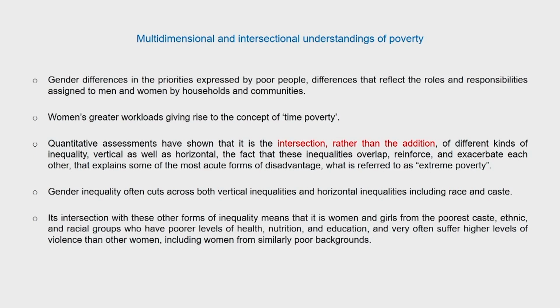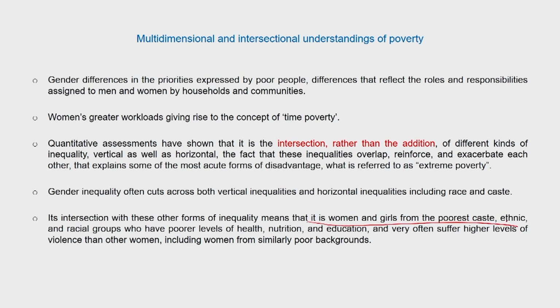If we are, let's say, to take an example, comparing the state of poverty between an upper caste urban woman and a lower caste rural woman, then probably their conceptualization of poverty will be very different, because the disadvantages faced by these two categories of women on a daily basis are very different. So gender inequality often cuts across both vertical inequalities and horizontal inequalities, including race and caste. And it is this intersection with other forms of inequality which means that women and girls from the poorest caste, ethnic and racial groups have poorer levels of health, nutrition and education, and very often suffer higher levels of violence than other women, including women from similarly poor backgrounds.